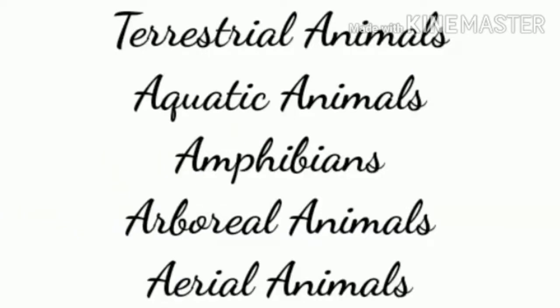Depending upon their habitat, the animals can be divided into 5 groups. 1. Terrestrial animals. 2. Aquatic animals. 3. Amphibians. 4. Arboreal animals. And 5. Aerial animals.